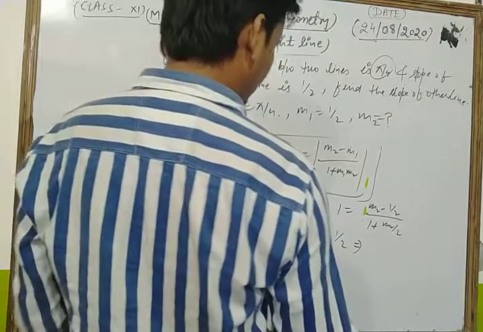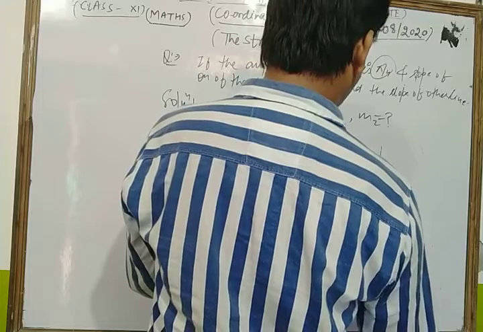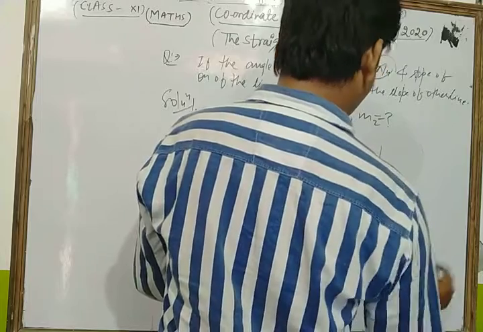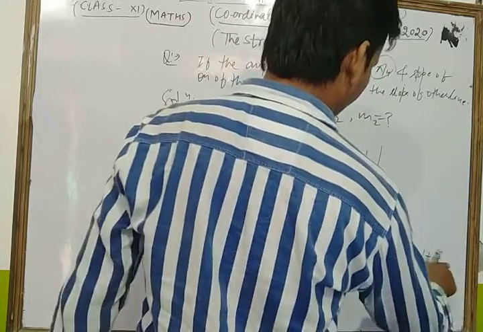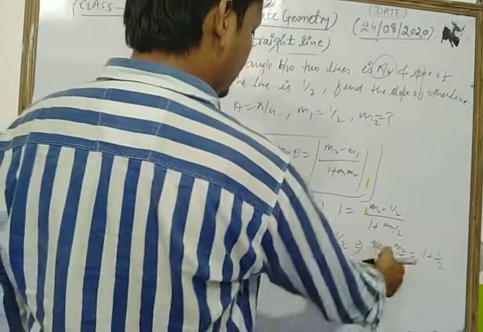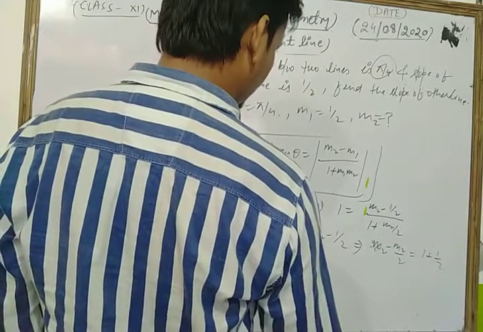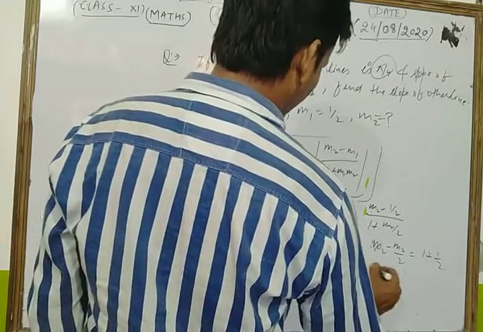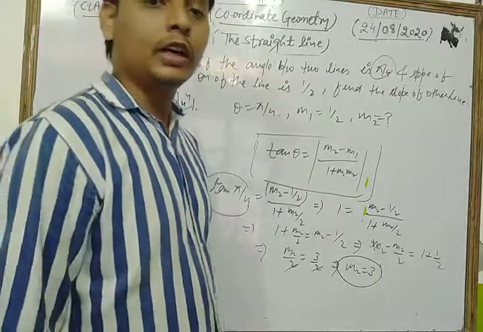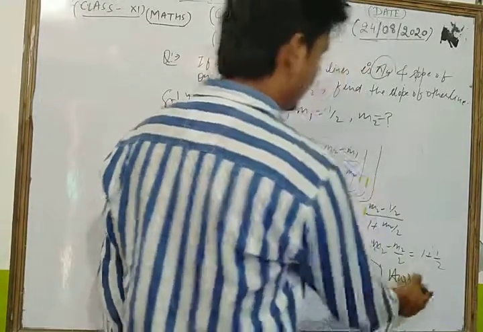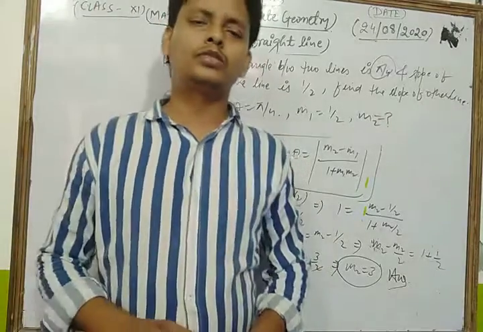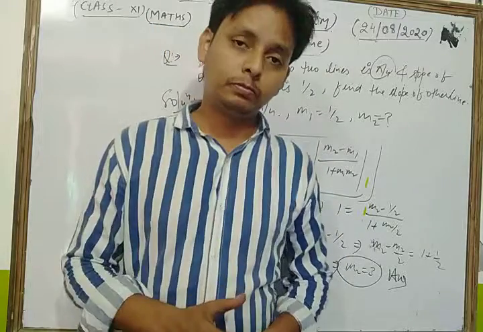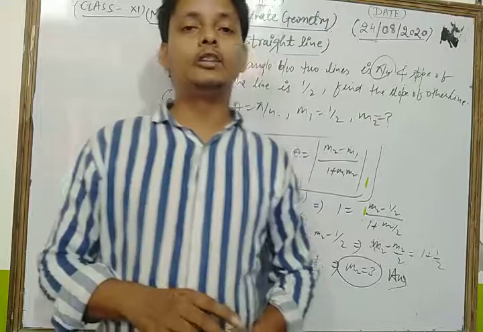Now we solve it. We have m2 minus m2 by 2 is equal to 1 plus 1 by 2. So we have 2m2 minus m2, over 2, is equal to 3 by 2. The 2s cancel each other. So the slope of the other line, m2, is 3. This is our answer. So dear student, in this way you can solve all the questions of your NCERT exercise based on slope and the angle between two lines.